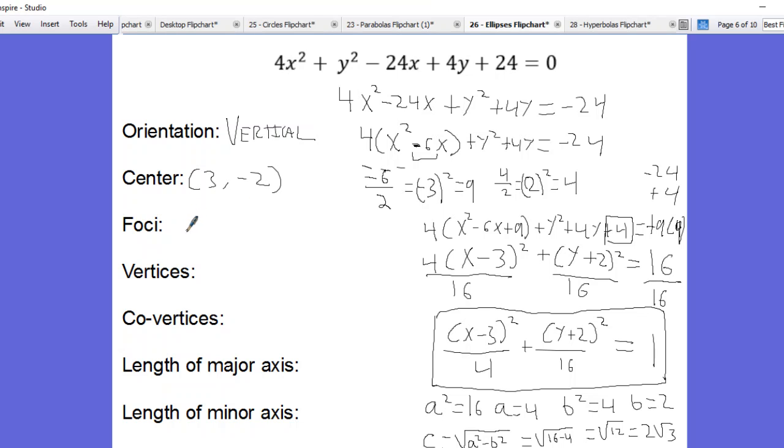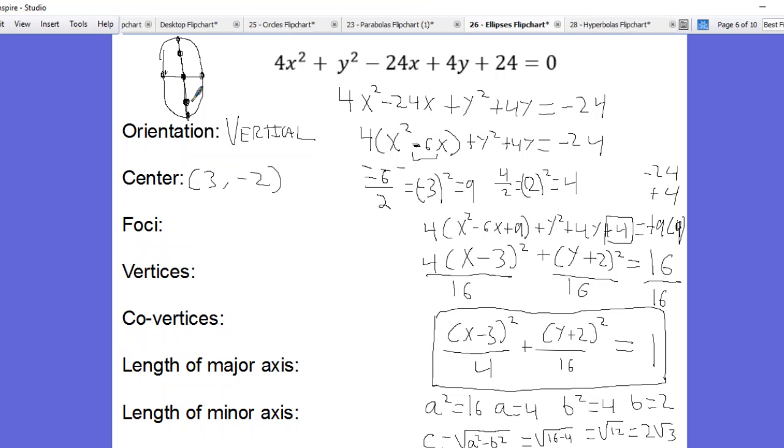So what's the x-coordinate of the foci? So now the foci land on the major axis. If I'm drawing a vertical ellipse, I have a center. This is my major axis. My foci land on my major axis. Okay, so this is my center. These are my foci. Notice the foci are on the major axis, and they're away from the center by c.